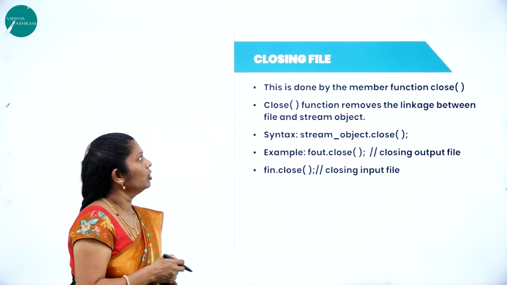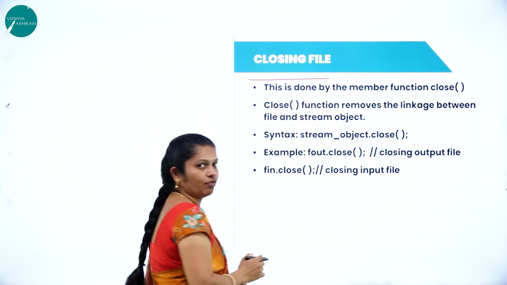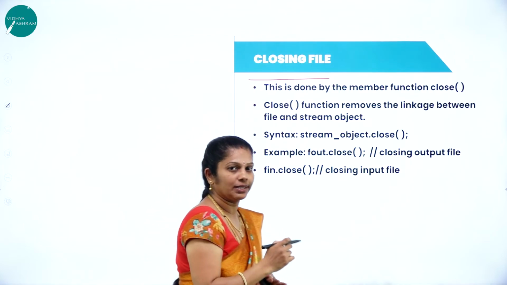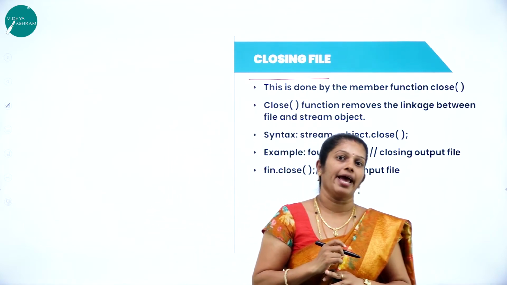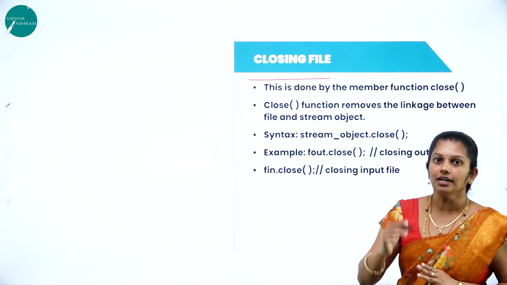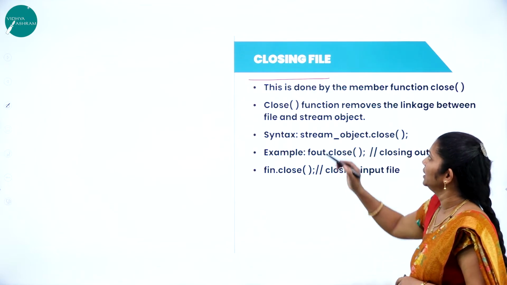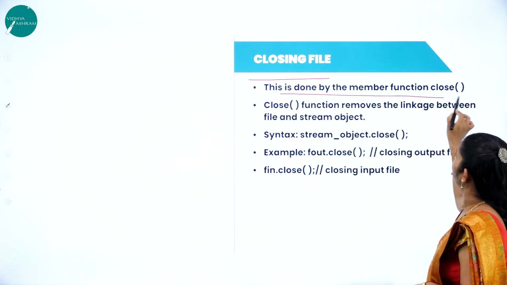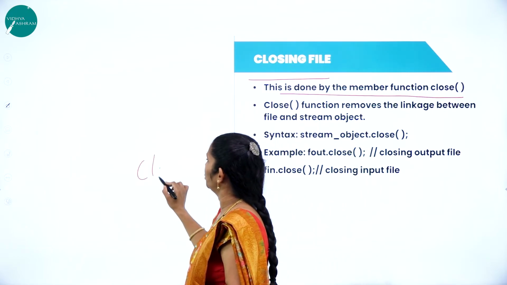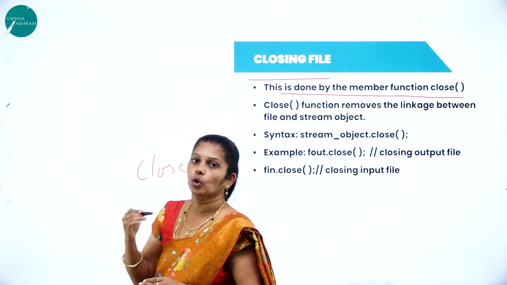Next we will move on to how to close a file. Till now, opening of a file can be performed in two methods, one by using the constructor method and one more by using the open function method. After doing all the work, the file has to be closed by using the close function. This is done by the member function close. Compulsorily you have to use the function close. By this, I am able to close the file.